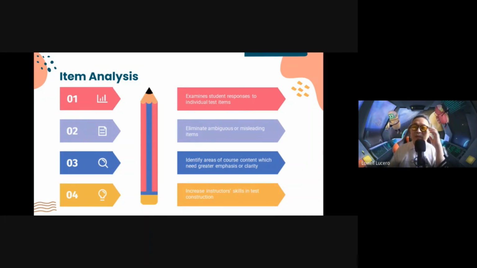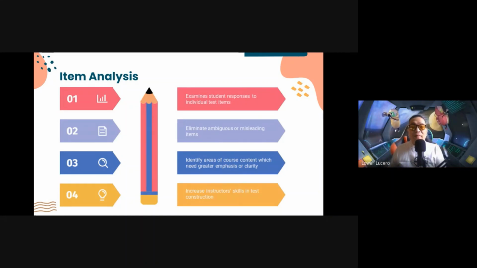So what is item analysis? It examines student responses to individual test items. It is a process that examines student responses to individual test items or questions in your test in order to assess the quality of those items and of the test as a whole. So you look at it as a whole.